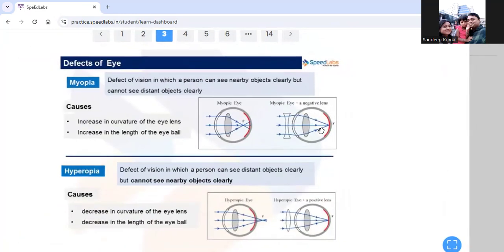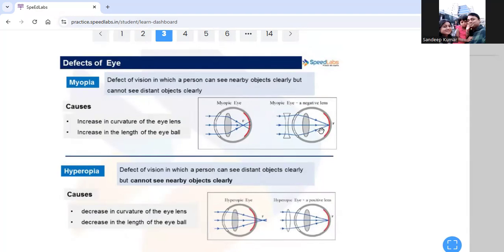See, children, there are some defects in the human eye: myopia and hypermetropia. Myopia is also called short-sightedness. Hypermetropia is also called long-sightedness. A person suffering from myopia cannot see the distant objects clearly, but he can see the nearby objects clearly. What happens? The image is formed in front of the retina.